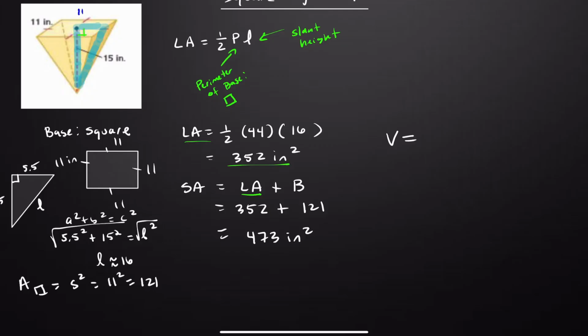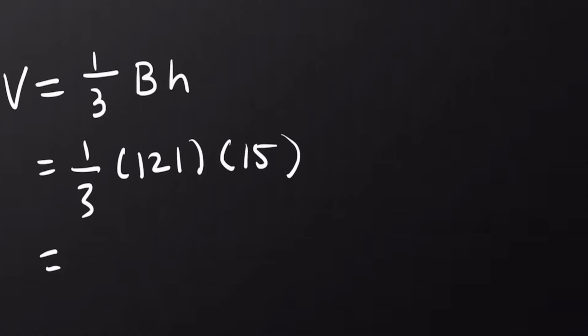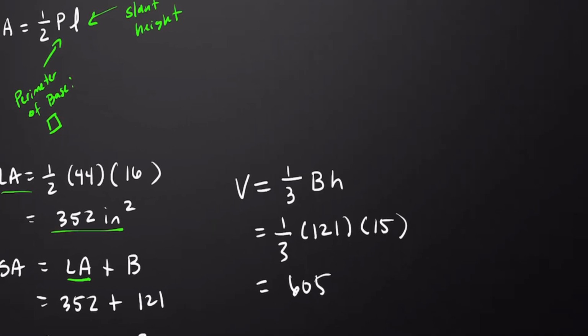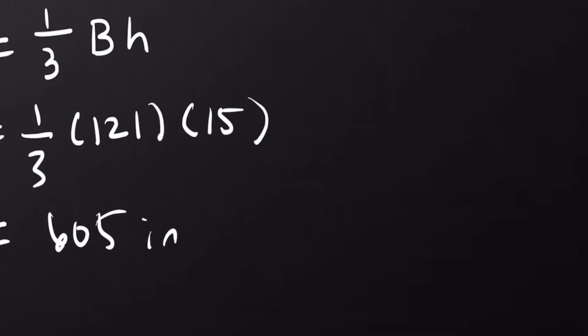The volume is 1/3 big B multiplied by the height of the prism. Luckily, we know what the area of the base is. We said it's 121. And the height of the prism, not the slant height, is 15. So I'm going to put that all together here. It's 121 times 15 divided by 3, which is 605 cubic inches.